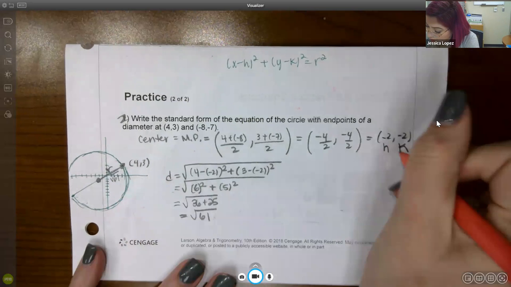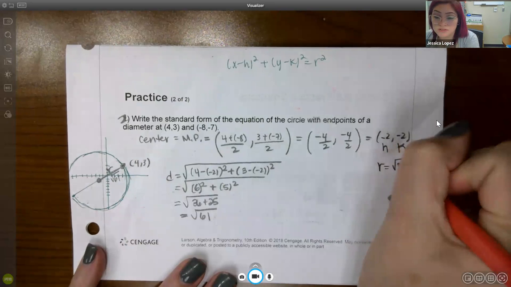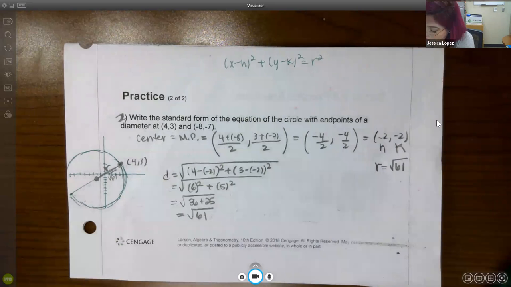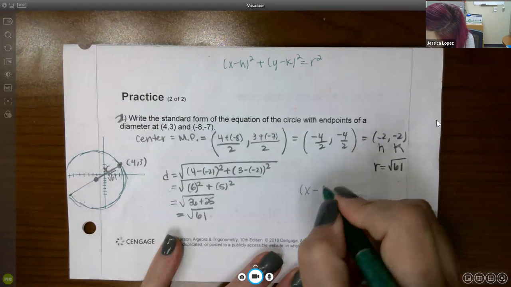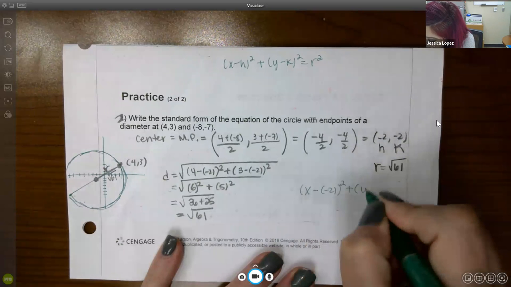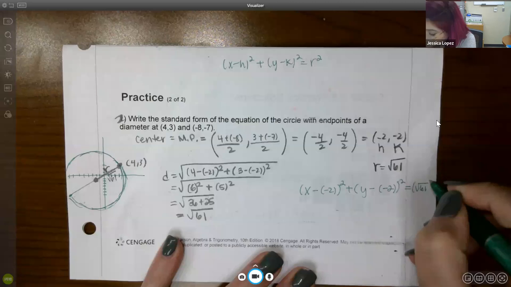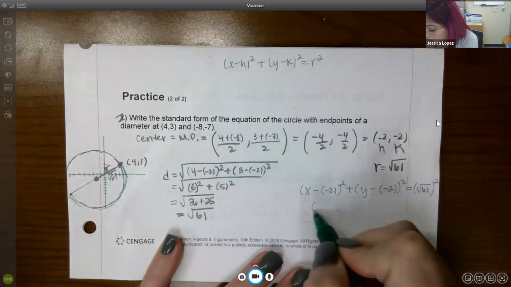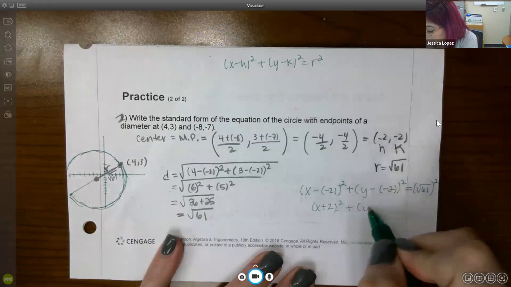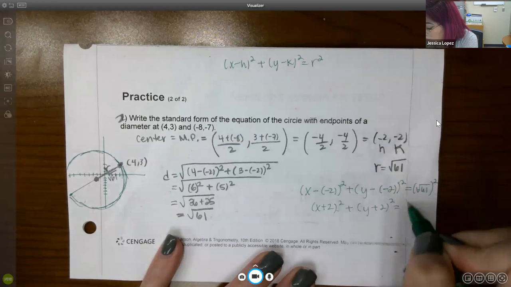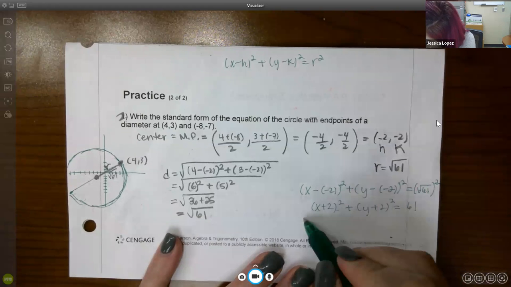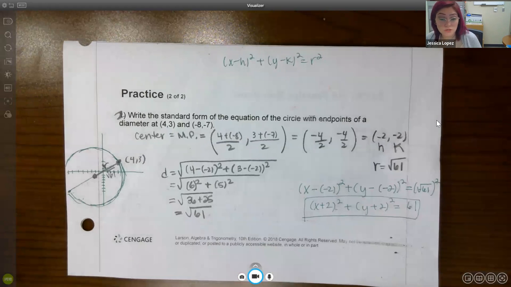So now I know my h and k for my center, and I know that my radius is the square root of 61. I can finally give them the equation. So the equation will be (x − h)² + (y − k)² = (√61)². So here this turns into (x + 2)², and this turns into (y + 2)², and then the square root and the square cancel, and I just have 61, and this is the standard form of the circle equation, okay? We just had a lot that we had to calculate. We had to find the radius and the center when they give us the two endpoints of diameter, okay?